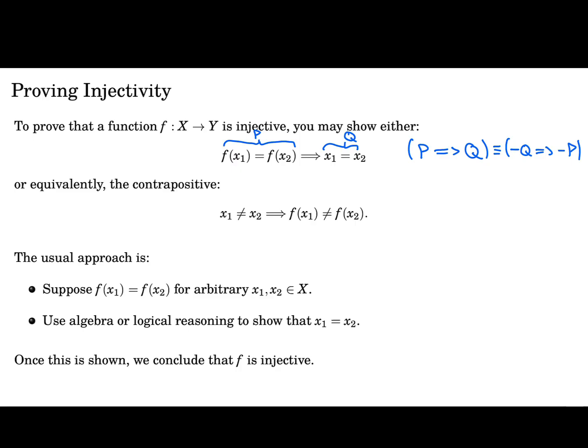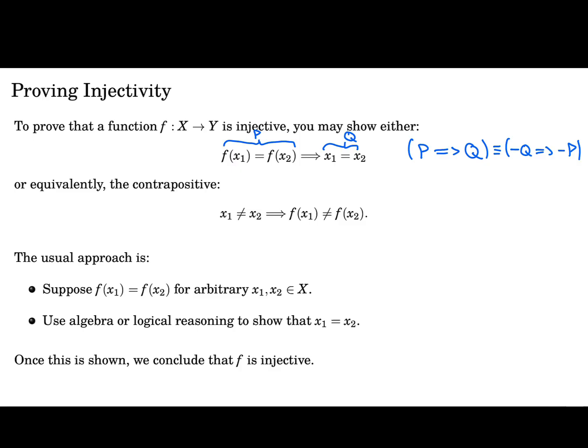And so that means that we could either prove this, that if f(x1) is equal to f(x2), then x1 is equal to x2, or the contrapositive: not Q, x1 different from x2, implies not P, which is f(x1) different from f(x2). So we can also show that if x1 and x2 are different, then their values have to be different when they go through the function. So different inputs give different outputs, right?